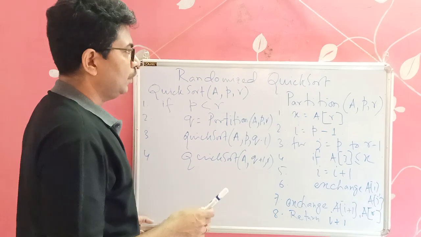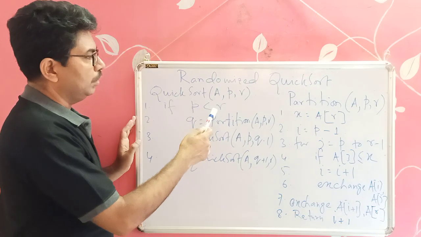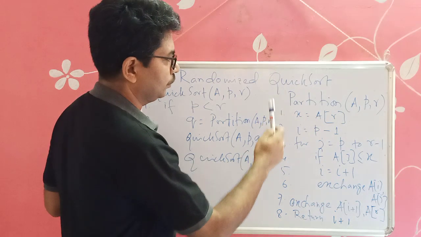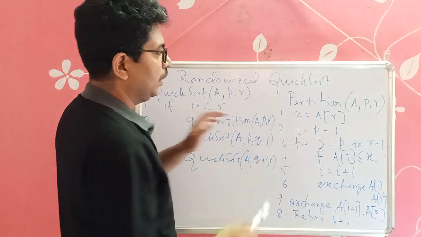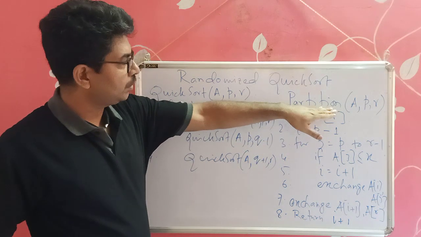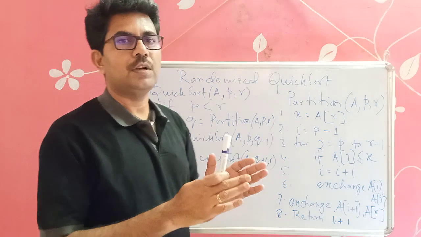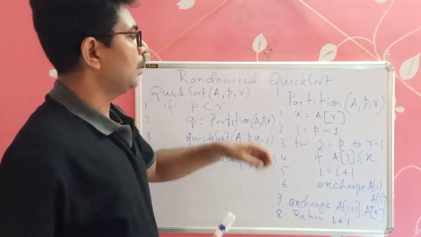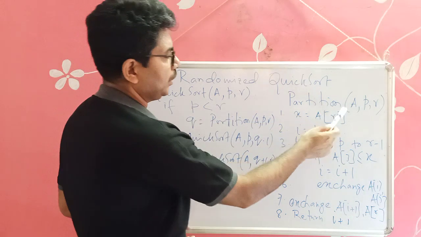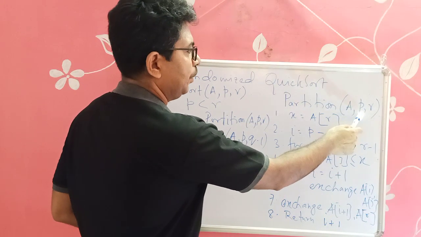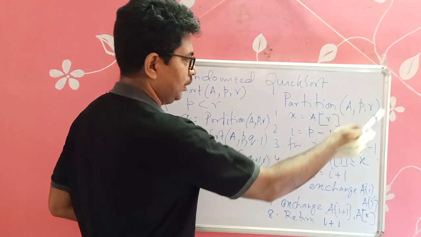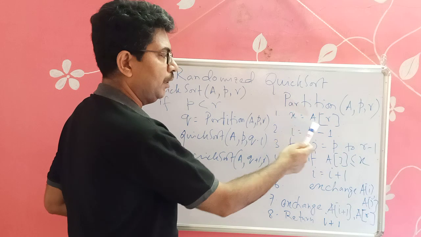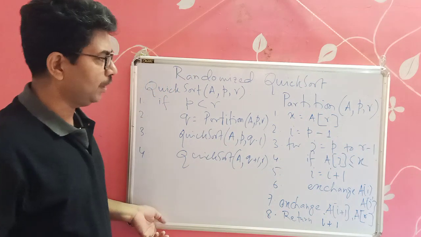Just for a revision, quicksort takes the help of another function which is known as partition. This partition will divide our input into two halves, not equal halves. Obviously, the pivot element we have considered as the last. Here, A is the input array, P is the first index, R is the last index, and X equals A[R]. That means X is the pivot element, which is the last element of the array, right?